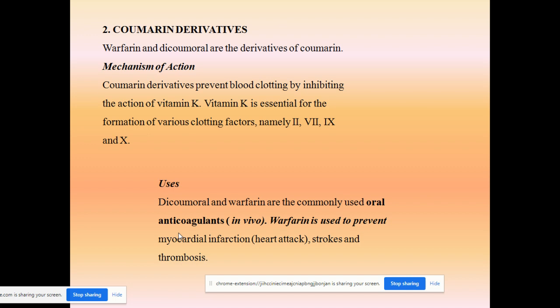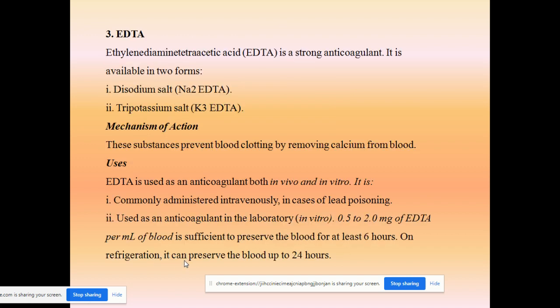It is used to prevent myocardial infarction, strokes, and thrombosis. Myocardial infarction occurs when a clot goes and binds to some blood vessels of the heart, leading to myocardial infarction. In the brain, it will lead to stroke, and thrombosis, a thrombus, is the clot in the brain.